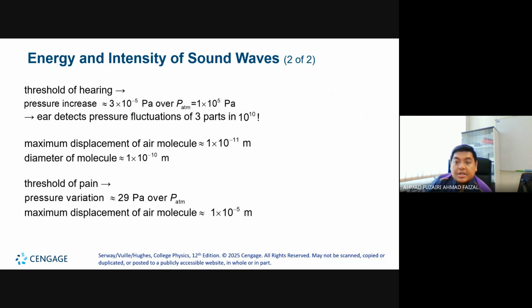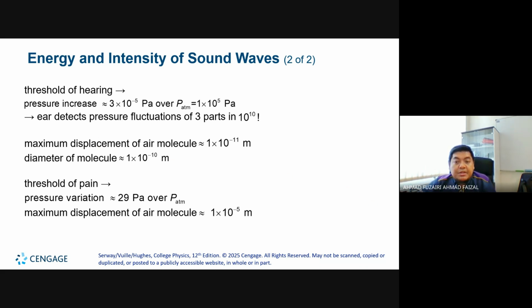At the threshold of hearing, the increase in pressure in the ear is approximately 3 times 10 to the power of negative 5 Pascal, over an atmospheric pressure of 1 times 10 to the power of 5 Pascal. This means the ear can detect pressure fluctuations as small as about 3 parts in 10 to the power of 10. Very small.